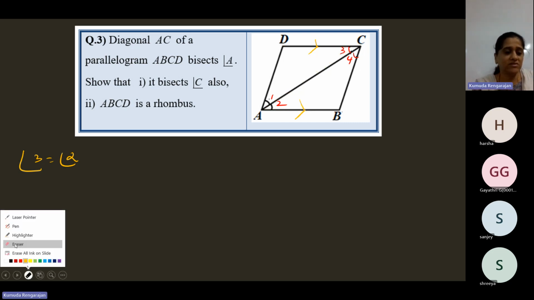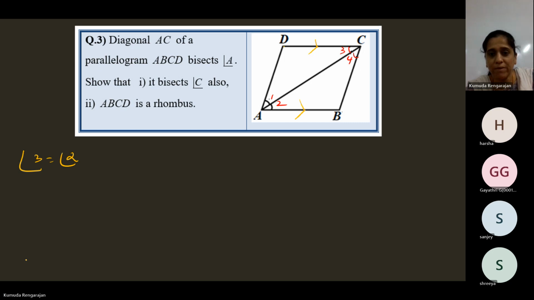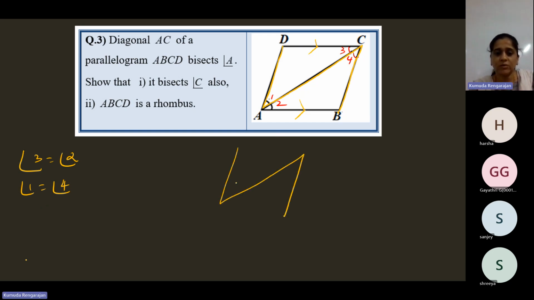Now, consider this Z. Parallel line, transversal, parallel line. Angle 1 is equal to angle 4. Alternate interior angles are equal. So there is one Z like this, where we have angle 1 and angle 4. There is another Z like this, where we have angle 3 and angle 2. Angle 3 is equal to angle 2, alternate interior angles are equal. Angle 1 is equal to angle 4, same reason.